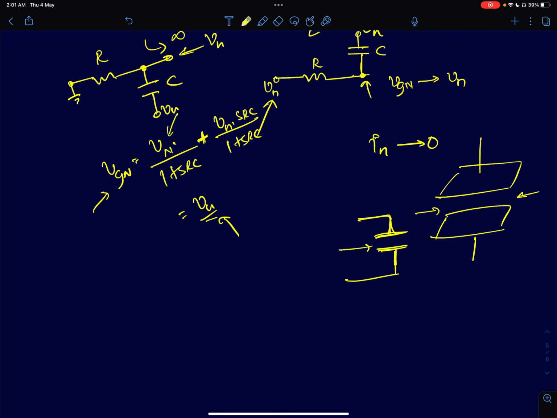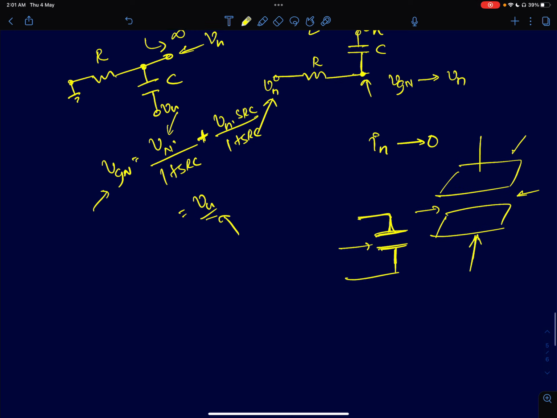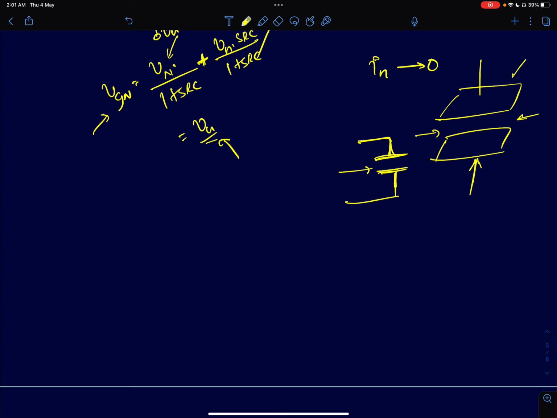Then you end up getting a parallel plate capacitor. Okay, so that can be realized by having two metal plates, which can be drawn using the layers of metals in a typical IC process. Or a capacitor can also be realized using MOSFETs.